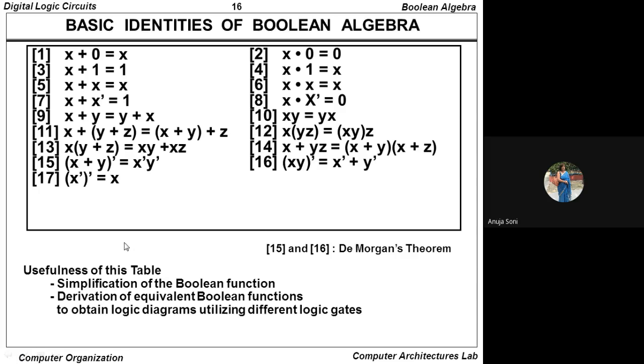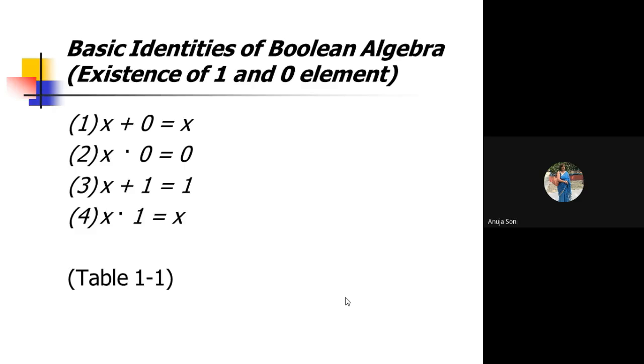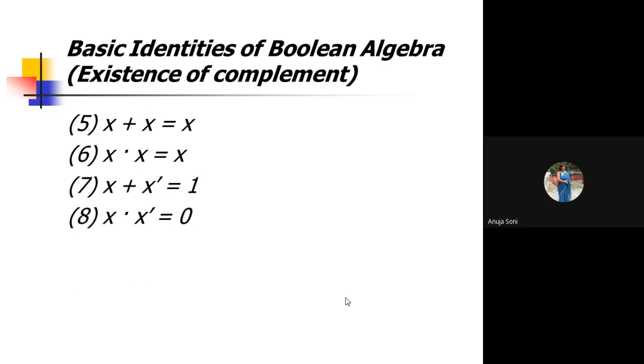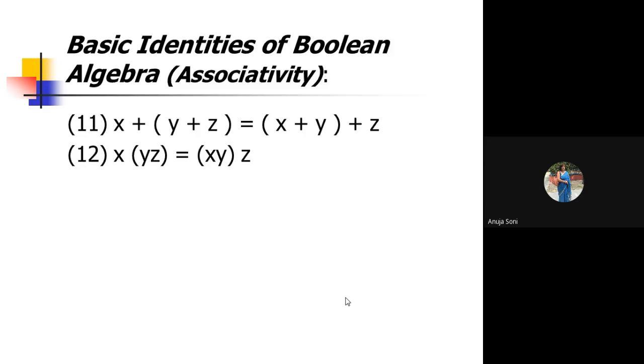So the usefulness of this table is simplification of the Boolean expression and derivation of an equivalent Boolean expression. Means once the Boolean expression is simplified, the simplified version will work as the earlier one and give the same functionality, and we obtain logic diagrams utilizing different logic gates, and the logic gates will also be reduced. We take a few examples now of how to simplify Boolean expressions. These are all Boolean identities we already have studied. Now I will directly come to a few of the examples.